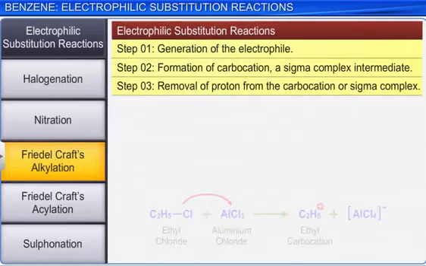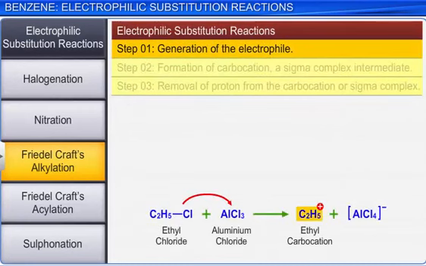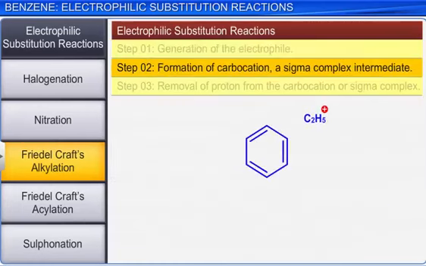First, an electrophile, which is a carbocation here, is generated when anhydrous aluminium chloride combines with the attacking reagent ethyl chloride, as shown here. In the second step, the carbocation attacks the pi electron cloud of benzene ring and forms the less stable intermediate called sigma complex or arenium ion.